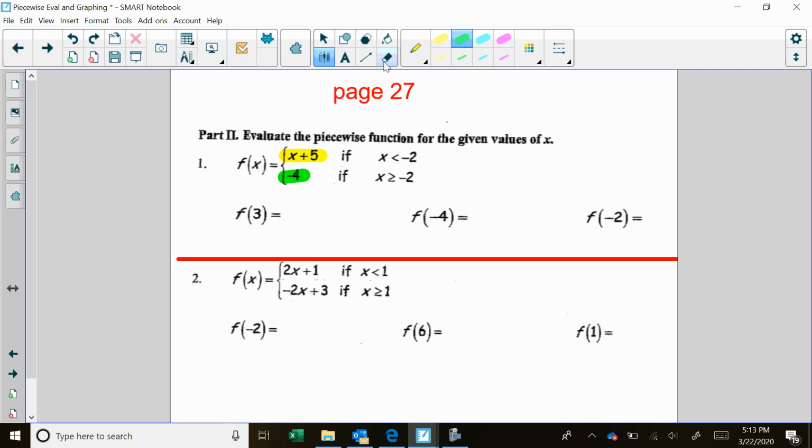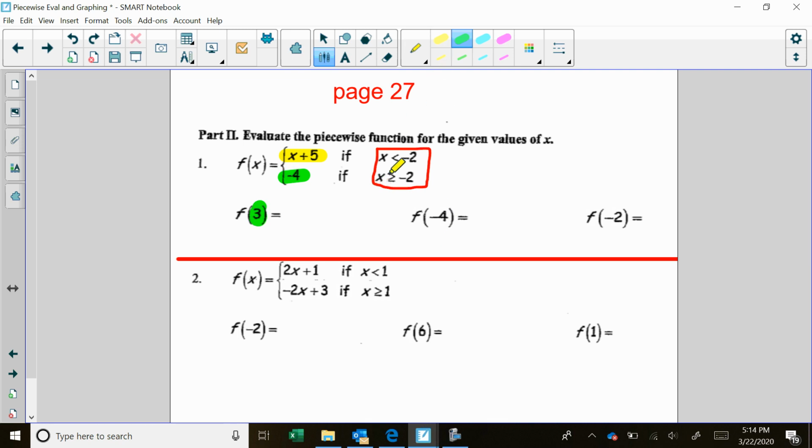Our domain for this set of problems is right here. We compare it to -2 right here. So you're either bigger than -2 or less than -2, or you're equal to -2. Okay, let's see. Grab our highlighters. Okay, 3 right here. Is 3 less than or equal to -2? No, it's not. Is 3 greater than or equal to -2? Well, yes, it is. So the 3 gets plugged into the bottom.